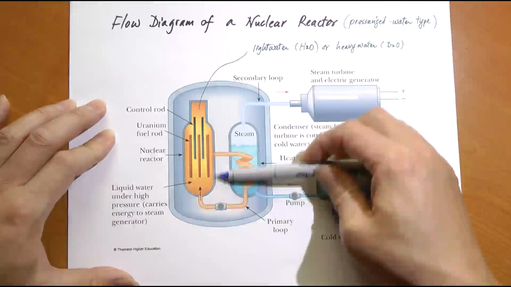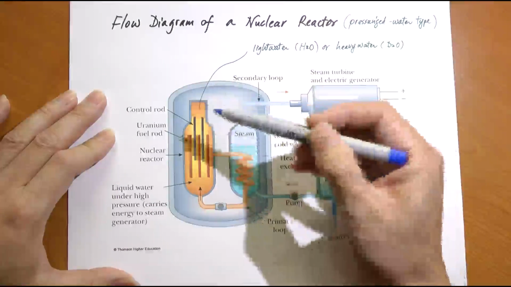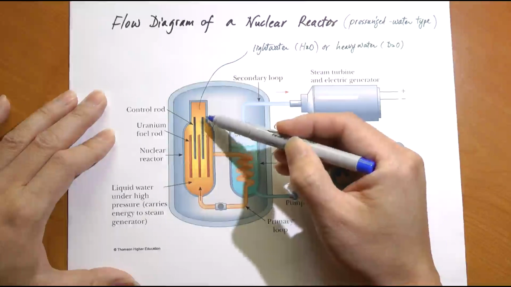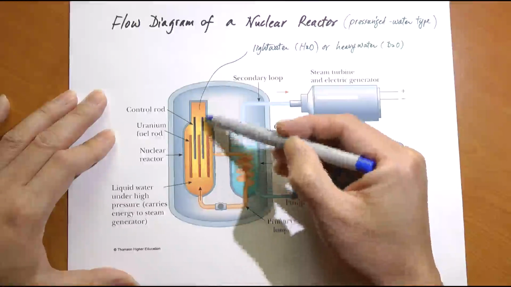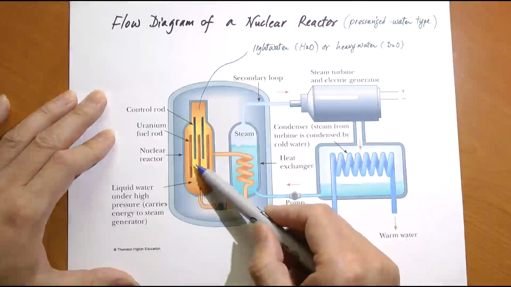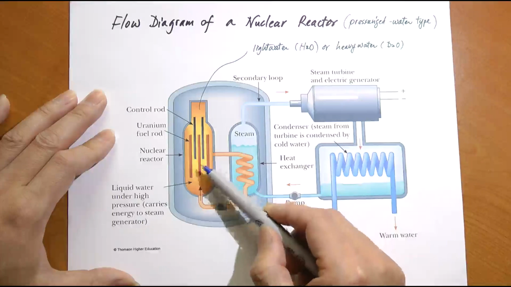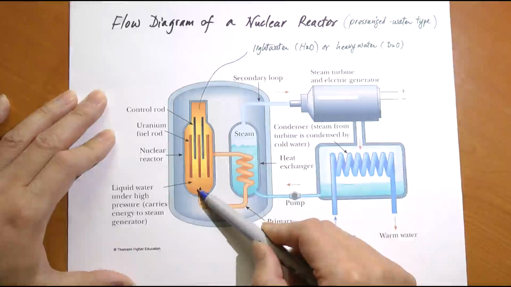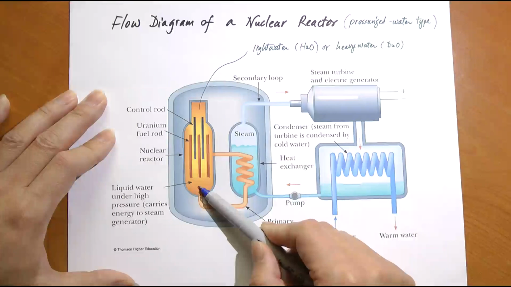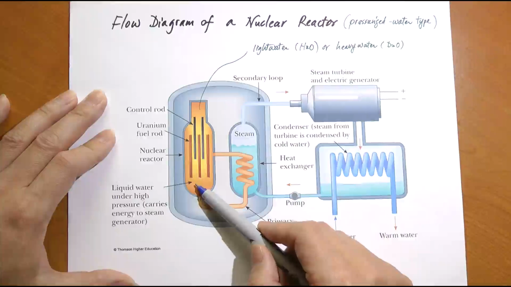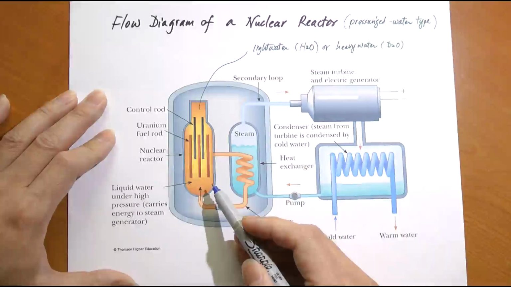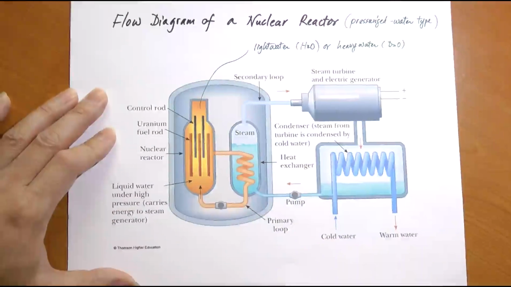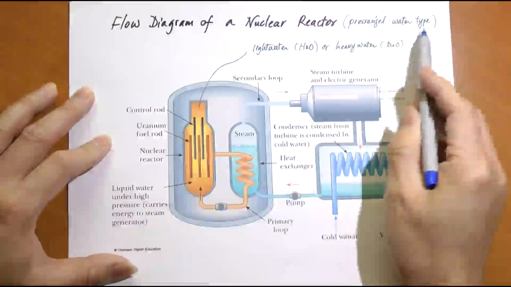This is the core of the reactor. You have uranium fuel rods enriched to between 2 and 5%, and you have the control rods. In between the uranium fuel rods is the moderator, which is liquid water. In fact, the temperature is considerably above 100 degrees, so you have to pressurize it so that the water, even at such a high temperature, remains liquid. That's why they're called pressurized water type.